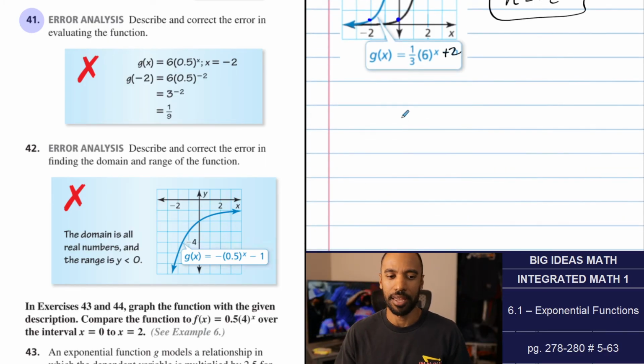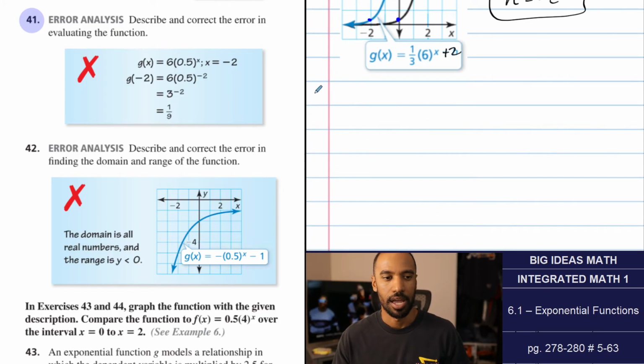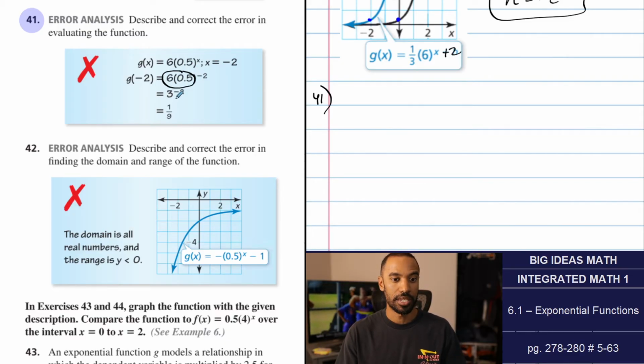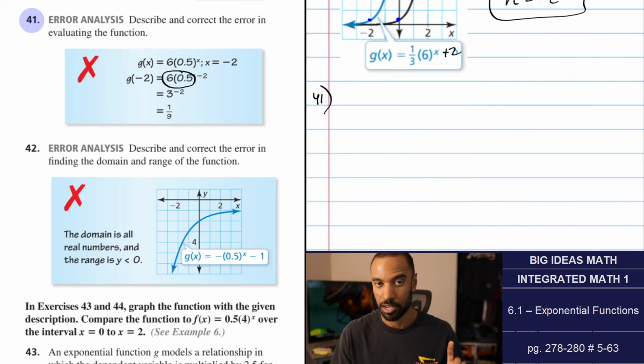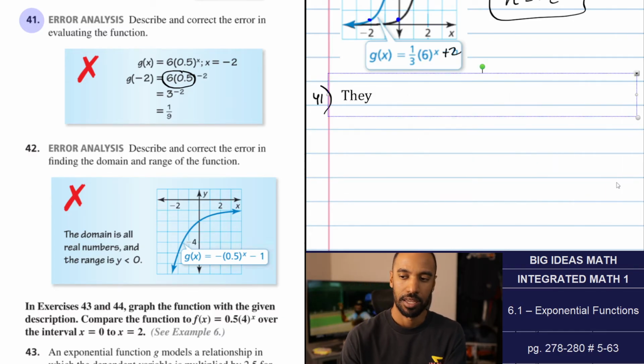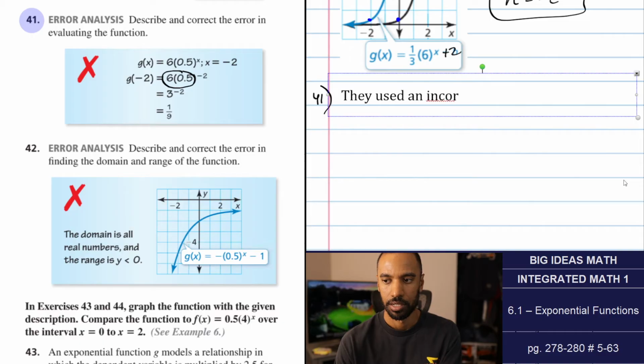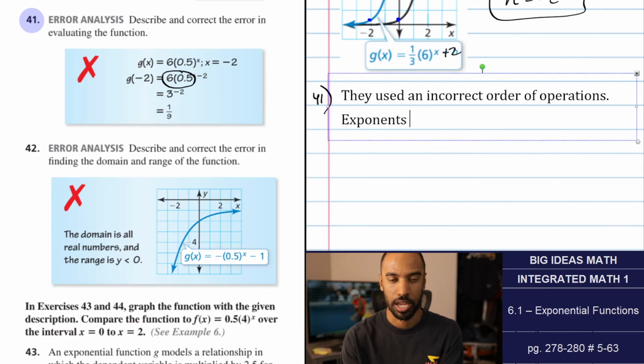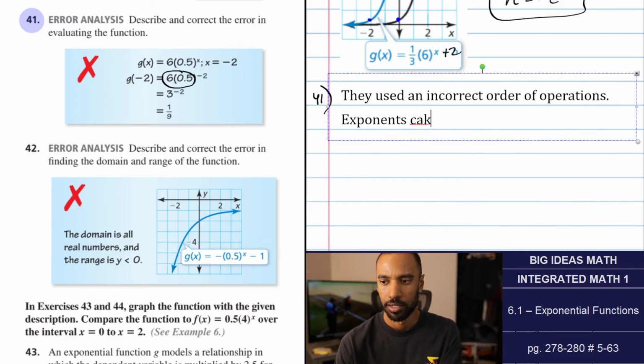All right, describe and correct the error in evaluating the function. Okay. It looks like an order of operations issue here. We substitute negative 2, all good and fun there, but they did 6 times 0.5 first. Now, 3 to the negative second power is actually 1/9. It's 1 over 3 squared, so that's actually fine. The problem is their order of operations, something I warned against. So they used an incorrect order of operations. Exponents calculate before multiplication.